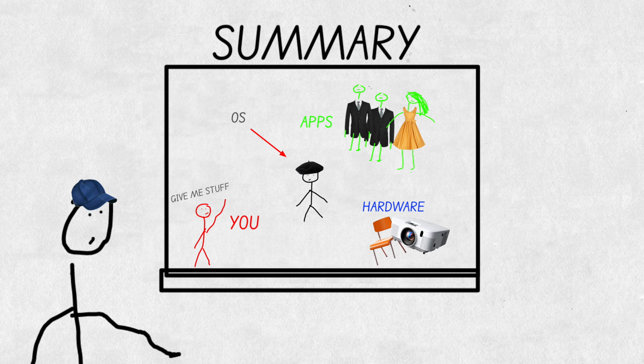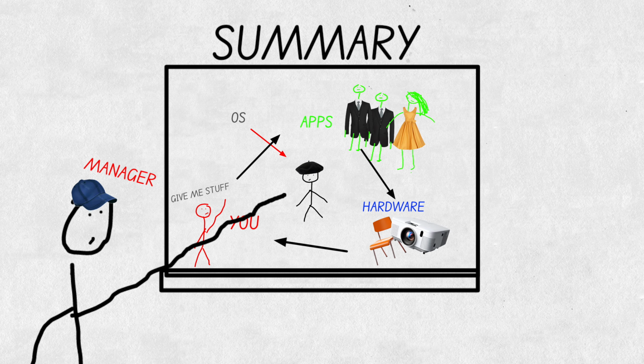The operating system equals the manager that connects your apps and hardware. Without it, nothing works. With it, everything feels smooth. And the funny part, the OS works so well we forget it exists, which is probably the highest compliment in tech.